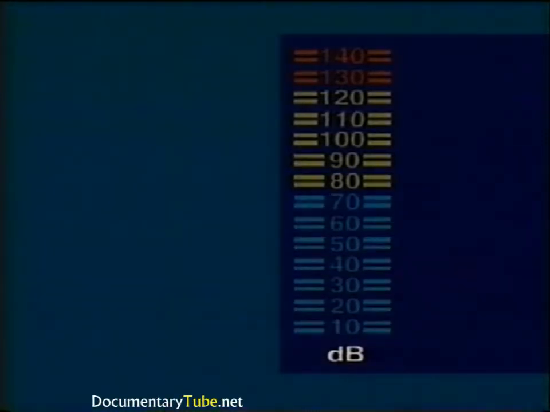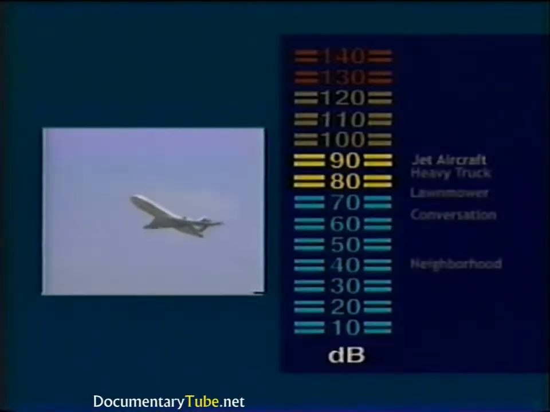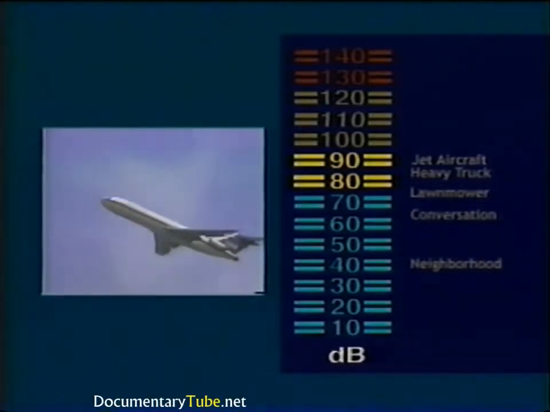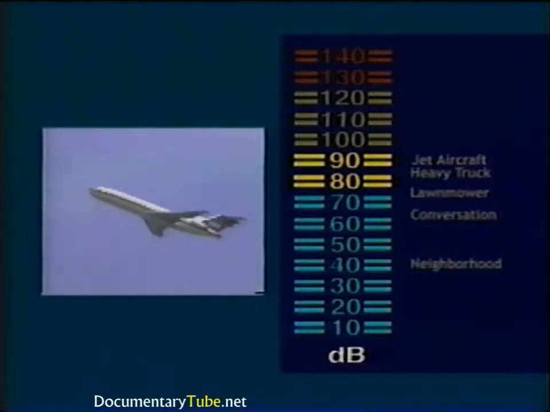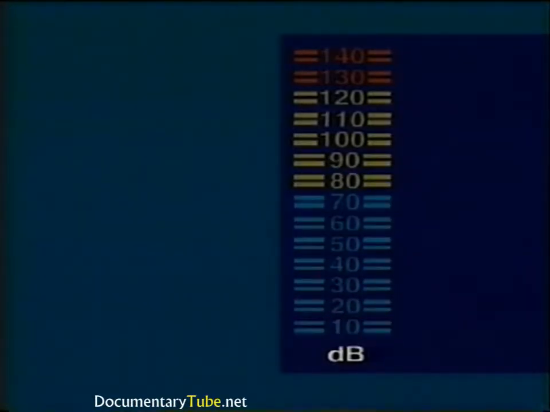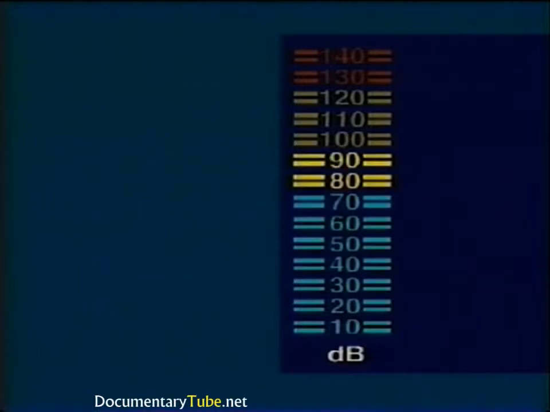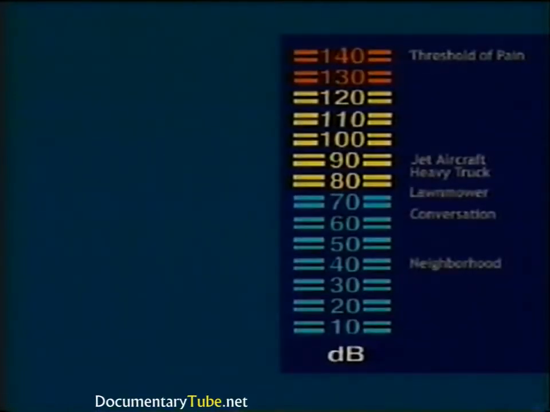A jet aircraft at an altitude of 305 meters or 1,000 feet will create a maximum level of about 90 decibels. The threshold of pain for humans is between 130 and 140 decibels.